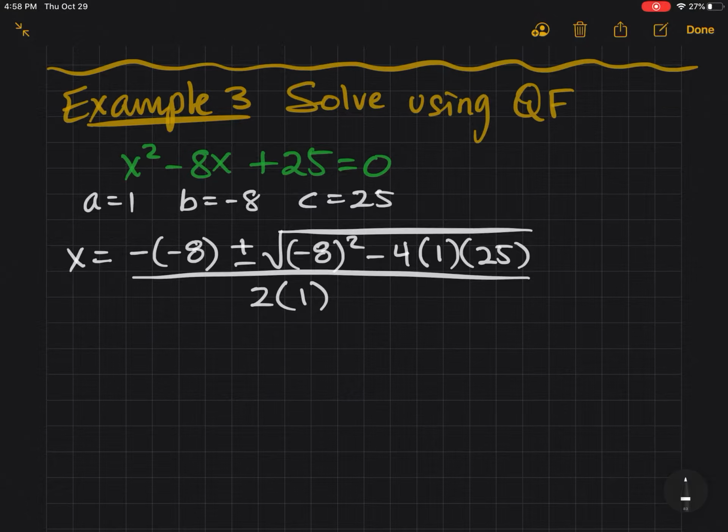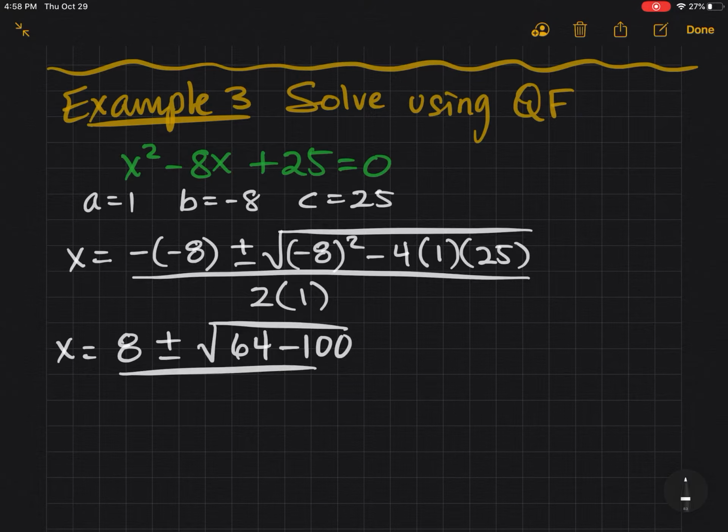So now I see I have positive 8. And when you square a negative, it's positive anyway. Minus 100. Ooh, that's going to end up negative under the radical.